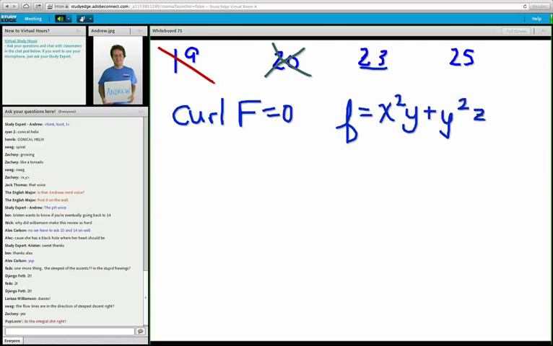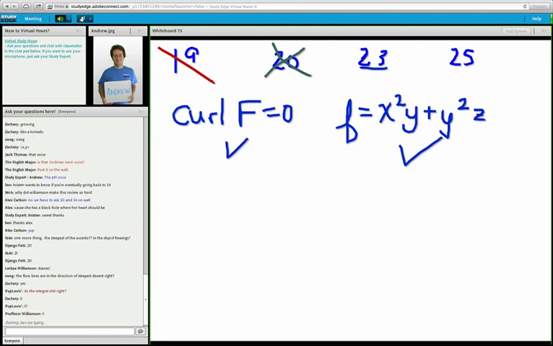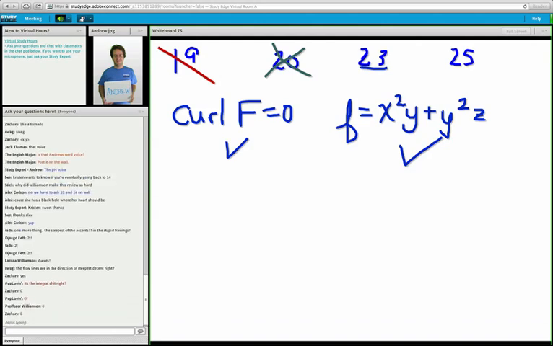Yes, it's that integral. So that's my potential function. We've done parts A and B. The curl is 0, step 1, check. Find the potential function, step 2, check. What is the value of the integral of the vector field f along any closed piecewise smooth curve?